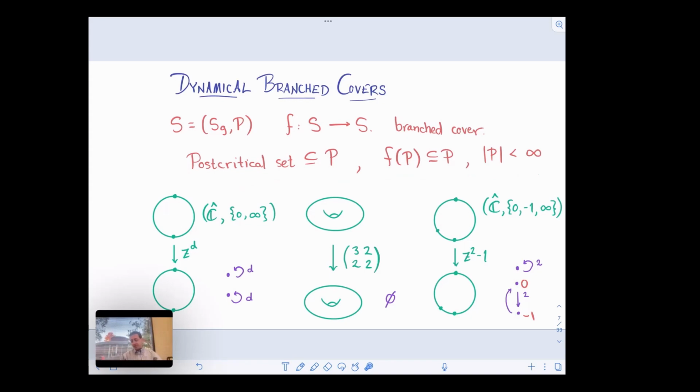A branch cover, you should just think of it as: when you delete the marked points and their pre-images, you get a covering map. Okay, so this is the setting of dynamical branch covers. The first theorem I talked about was about homeomorphisms of surfaces. Thurston's next theorem is about these maps, which you should think of as topological objects.